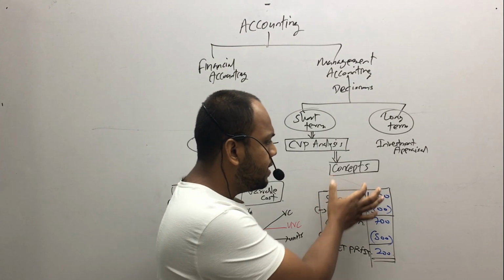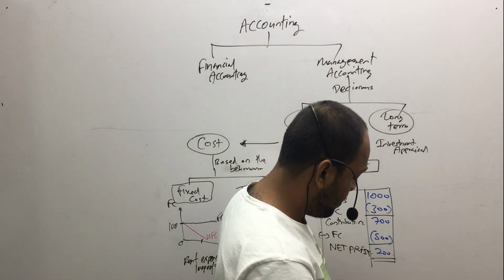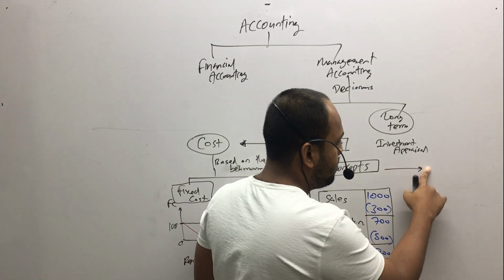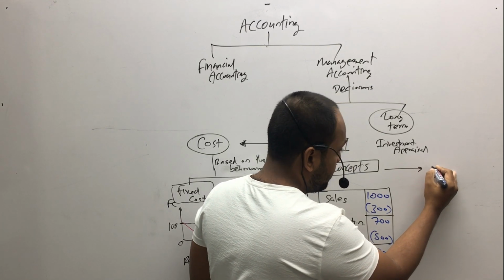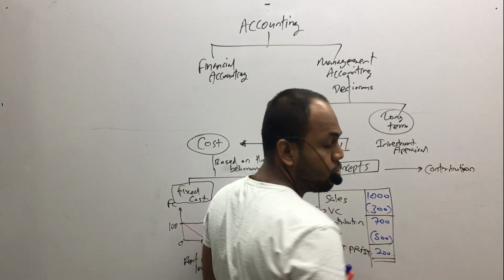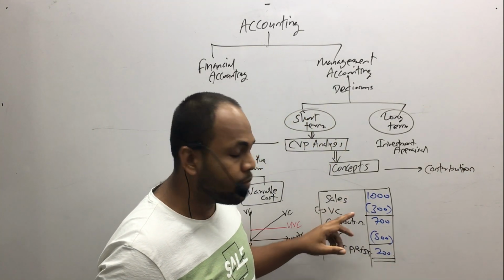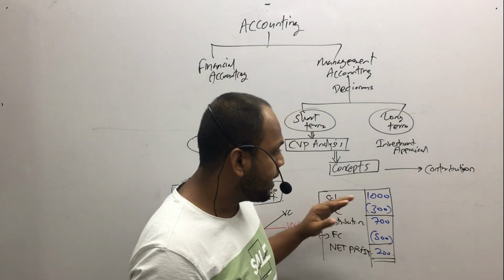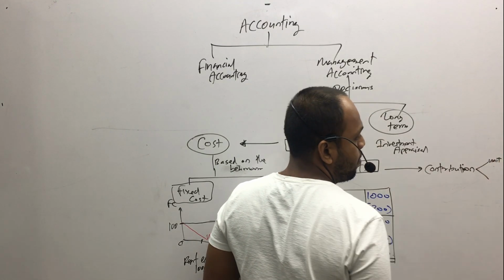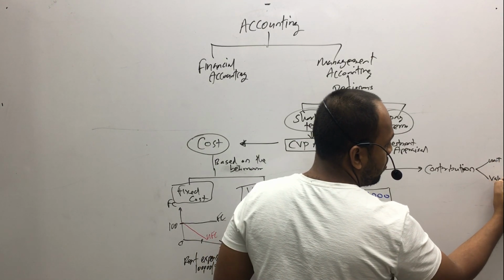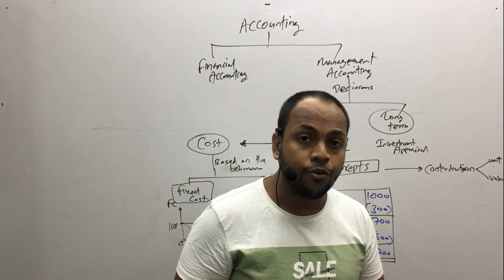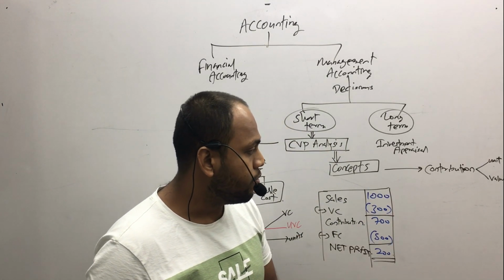So what are the other concepts? Let me write the concepts. First concept, we learn the contribution. What is contribution? Sales minus variable cost. You can calculate the contribution from units or the value. You can calculate contribution as a number of units or as a value.